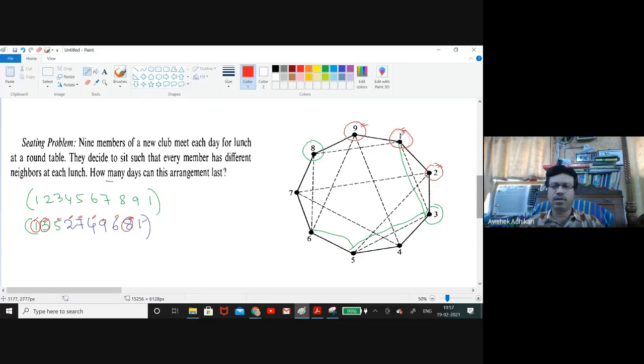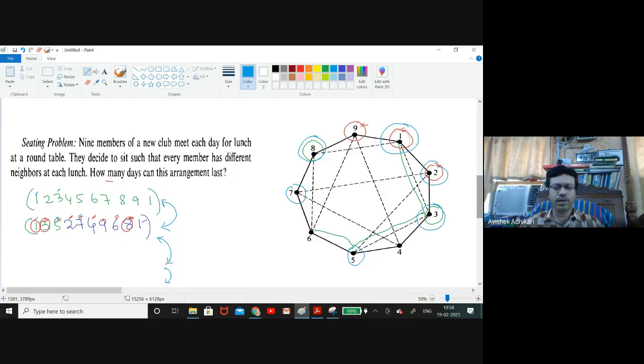So from the graph, it's clear. For 1, the neighbors are 8 and 3. Similarly, for 2, the neighbors are 5 and 7. So previously for 2, it was 1 and 3, but now for 2, it's 5 and 7. So you can see that these two arrangements are there. That means this arrangement can last for 2 days. Now if you can find such kind of arrangement, then it will go further one more day, then maybe one more day.